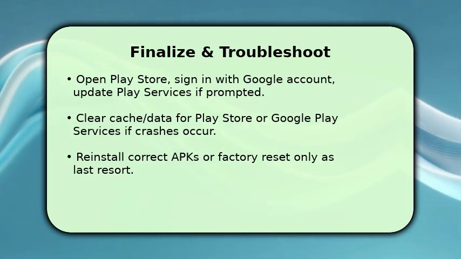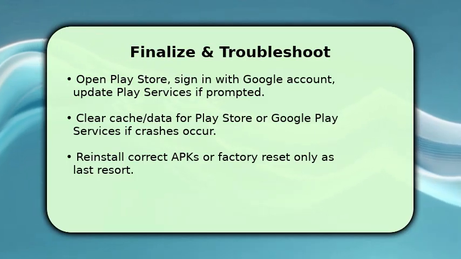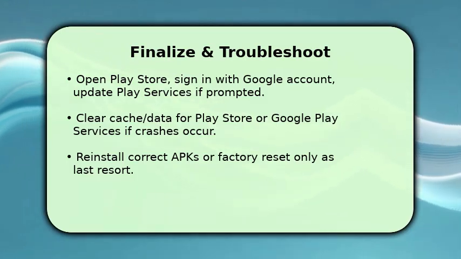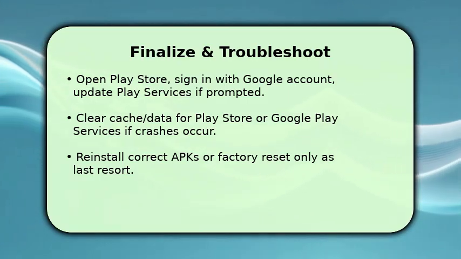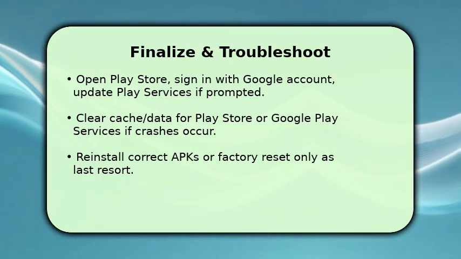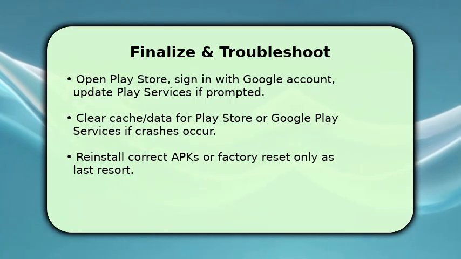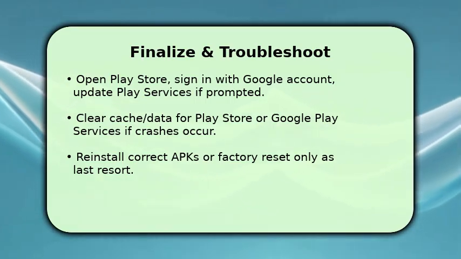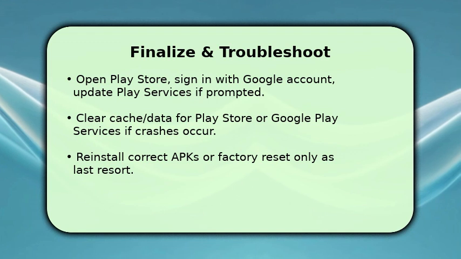If you encounter crashes, clear cache and data for both Play Store and Google Play services and then reboot. This usually fixes registration issues. If problems persist, reinstall the correct APK set for your MIUI, or consider a factory reset only after backing up data.